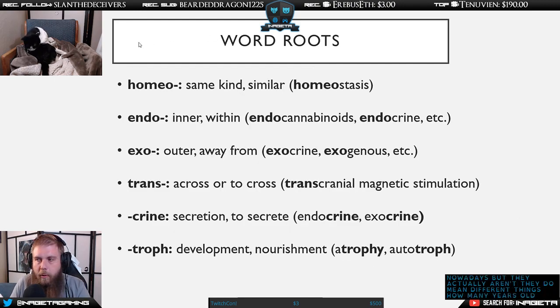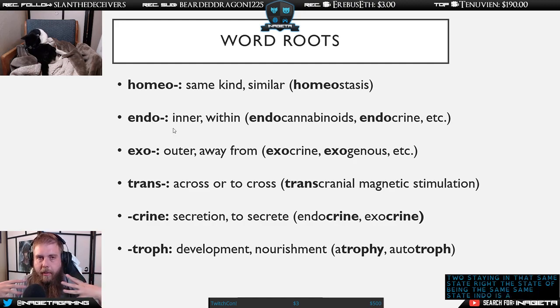And then here's a whole bunch more word roots that I couldn't come up with pictures for, so we'll go through those real quick. So homeo means same kind or similar. Homeostasis usually refers to just staying in that same state, right? The state of being the same.